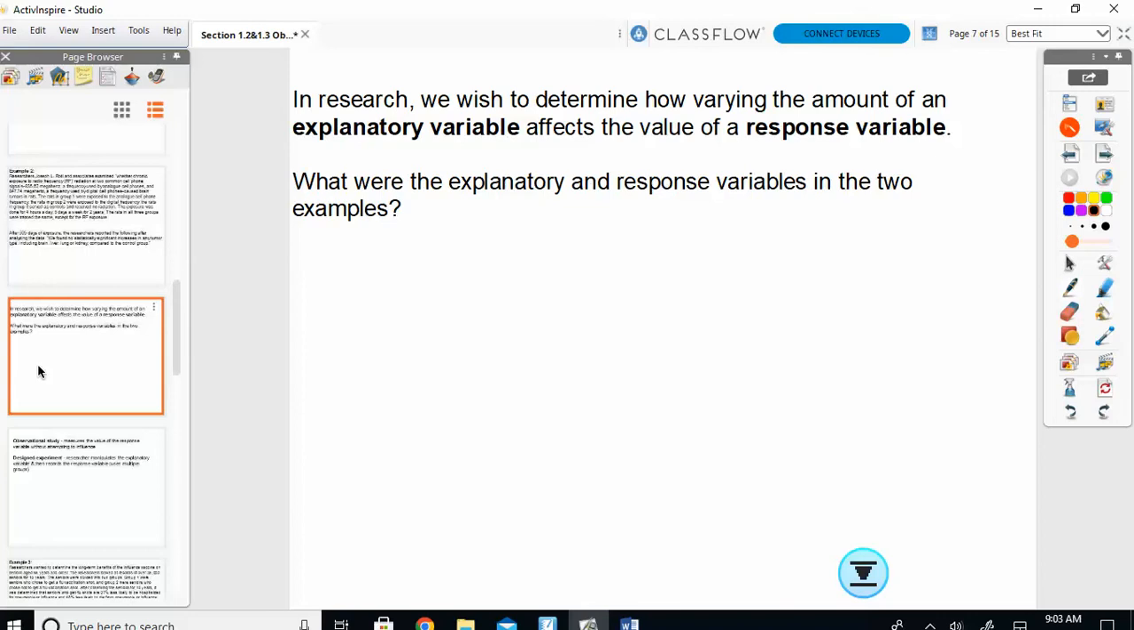I think I have this a little bit out of order on your packet. I apologize. On your definitions packet, I've given you examples of observational study and experiment. I'll give you those definitions here in a second. But if you jump underneath that, the variables we study. An explanatory variable is the thing we are changing.